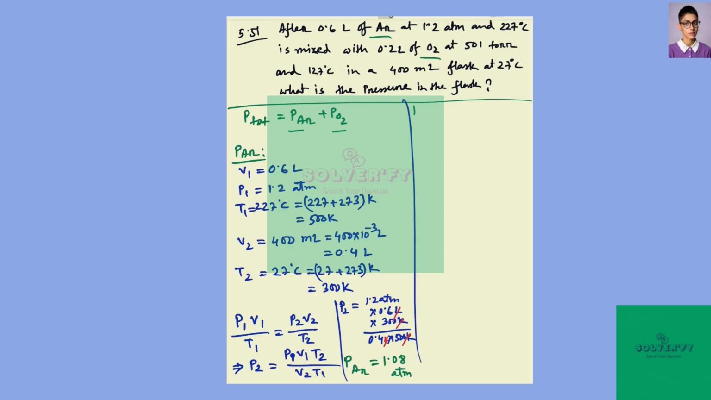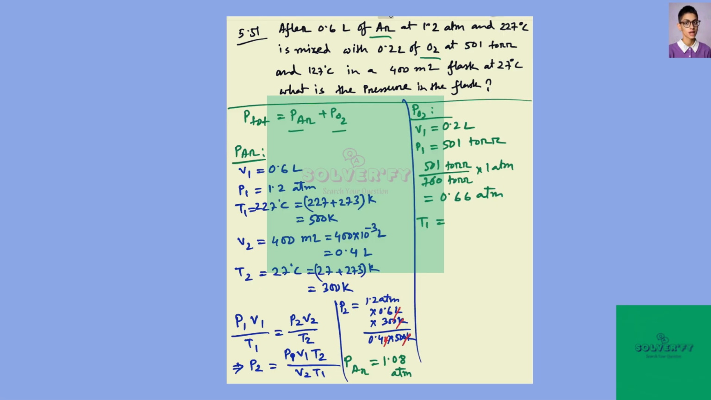Let's do a similar calculation for oxygen. Here the volume of oxygen initially is 0.2 liter. The pressure is 501 torr. Let's convert it to the atm scale. So the initial pressure of oxygen is 0.66 atm.